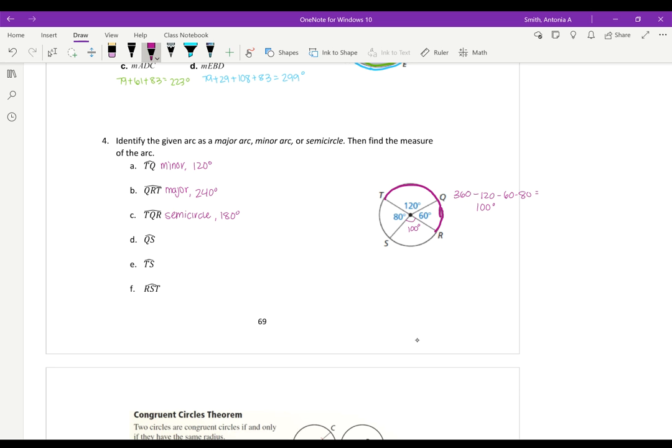Next is Q to S. Now, how do I know I'm going this direction rather than this one? It's only 2 letters, so I know it's going to be the shorter way. So what's the shortest way to go from Q to S? It's this one right here, with R in between them. So I just need to add up those two arcs, which is 60 plus 100. It's definitely a minor arc, and it is 160 degrees.